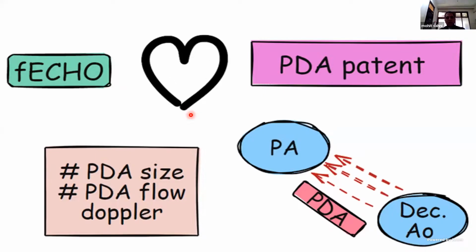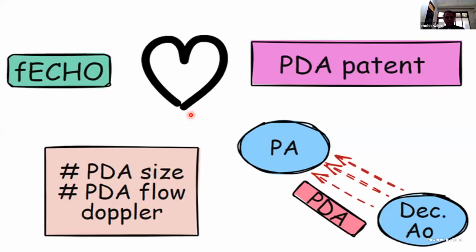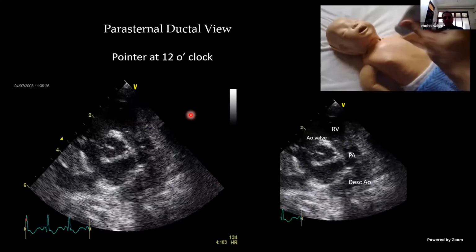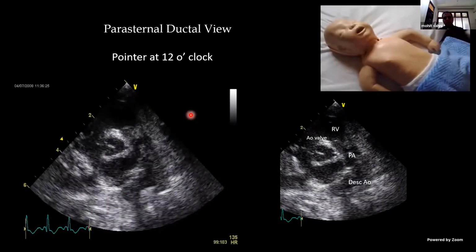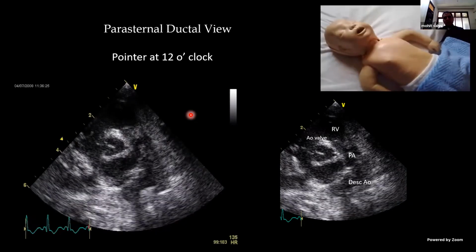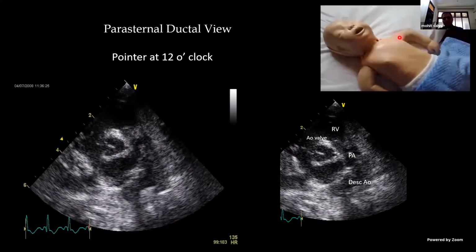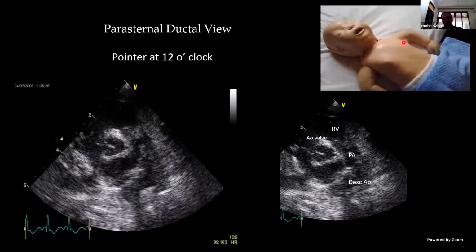Now we will go to the high parasternal views. So that is the duct view. In the ductal view, we will look for PDA size, and we will do the Dopplers of the PDA. The ductal view is a high parasternal view where the pointer is pointing at the 12 to 1 o'clock position, and the probe is being kept in the left subclavicular area, here. Or some people do it in the parasternal short axis view also.